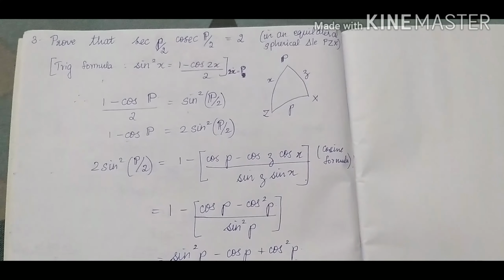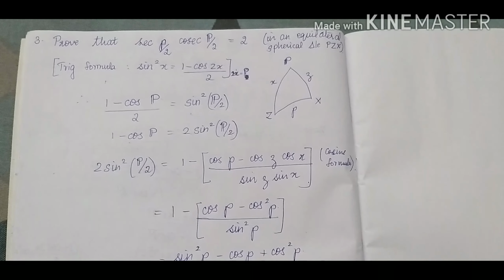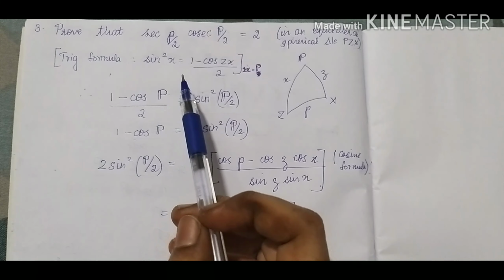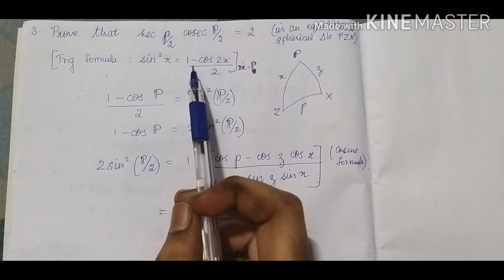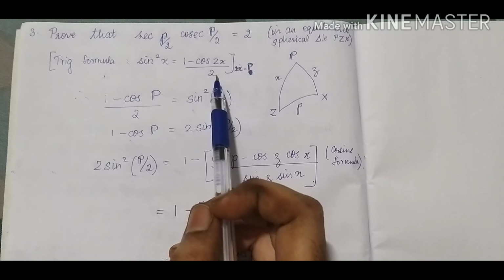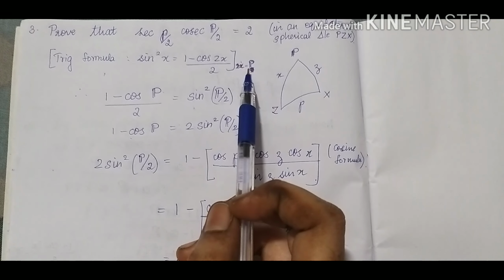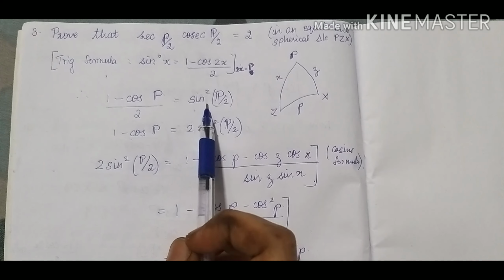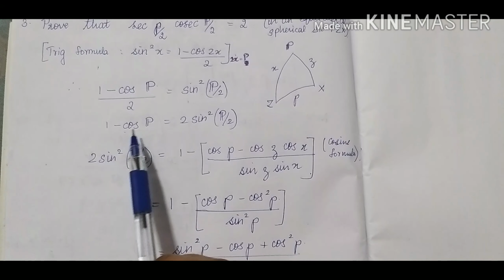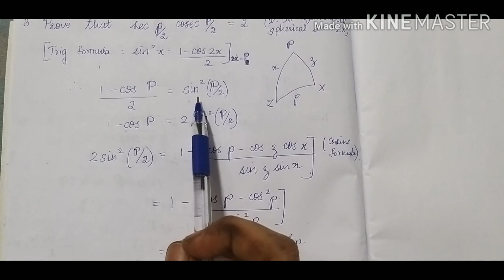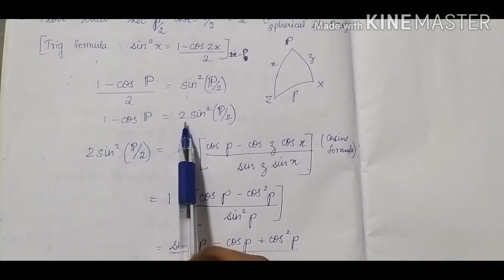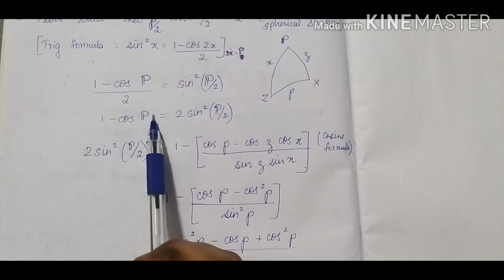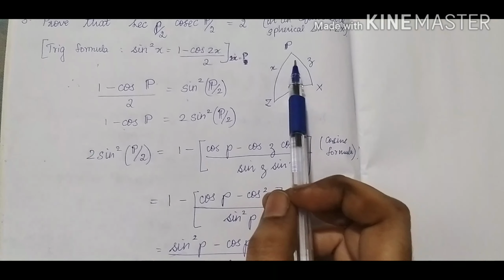So to begin with, we should have a relation which involves sine and cosine. For that, we are making use of this trigonometric formula: sin square x equals 1 minus cos 2x by 2. Just replace 2x by p. We'll arrive at 1 minus cos p by 2 equals sin square p by 2. So just bringing this 2 to the right hand side, we get the next step. And so we have 2 sin square p by 2 equals 1 minus cosine of this angle capital P.